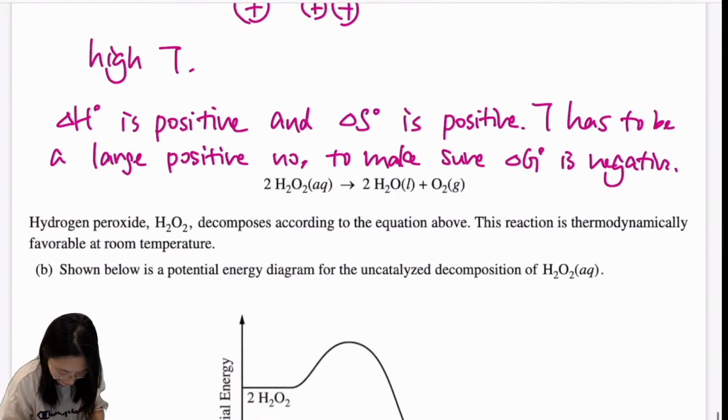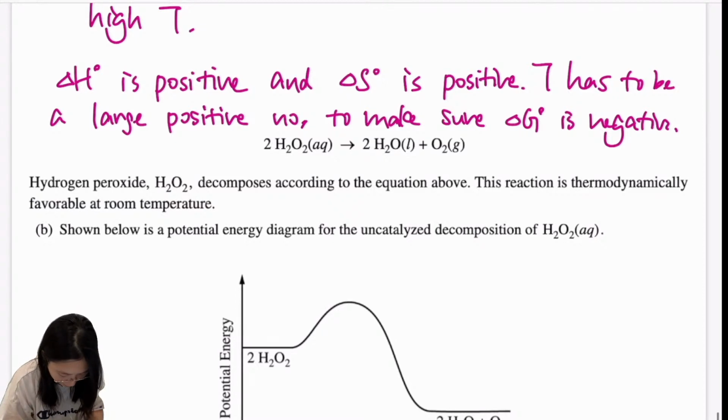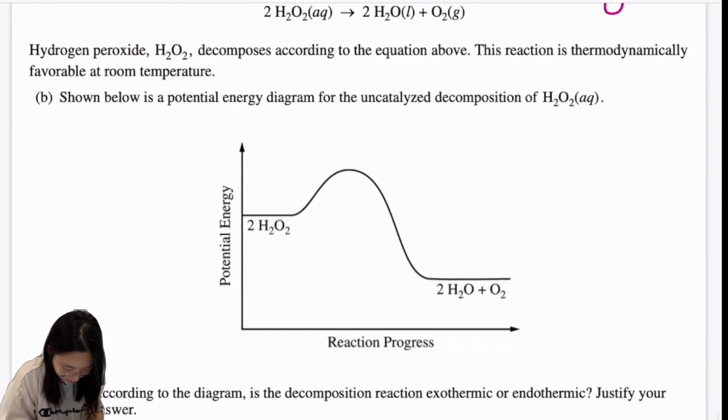Okay, so going back to the enthalpy and the Gibbs free energy question. This is the second question. 2H2O2, hydrogen peroxide in aqueous solution, decomposes into 2 moles of water in liquid and 1 mole of oxygen gas.